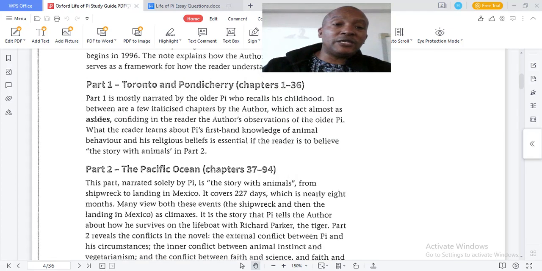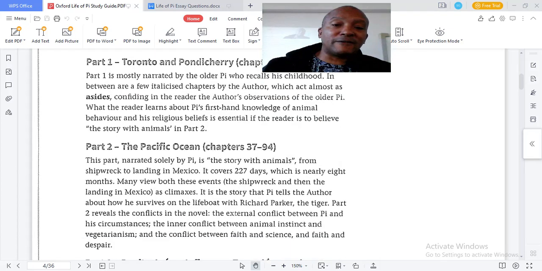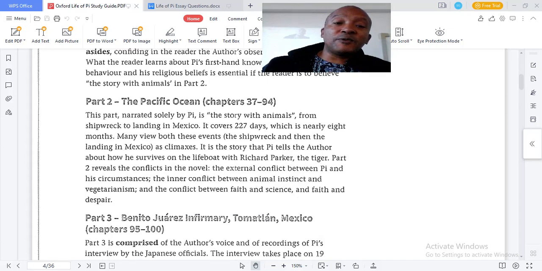Now, part 2 is in the Pacific Ocean. That's between chapters 37 and 94, if that's where you want to go, Angela. Please make notes, Jaden. It's very important. This part, narrated solely by Pi, is the story with animals. From shipwreck to landing in Mexico, it covers 227 days. That's important to note, which is nearly 8 months. He's 8 months on the Pacific Ocean.